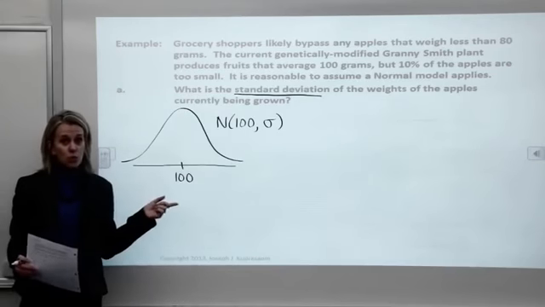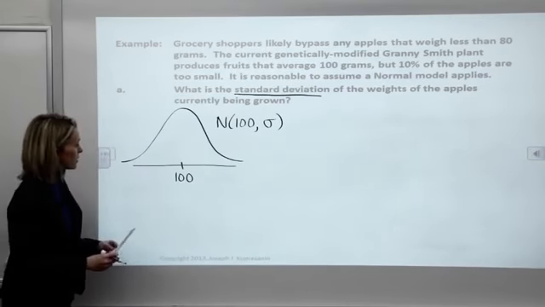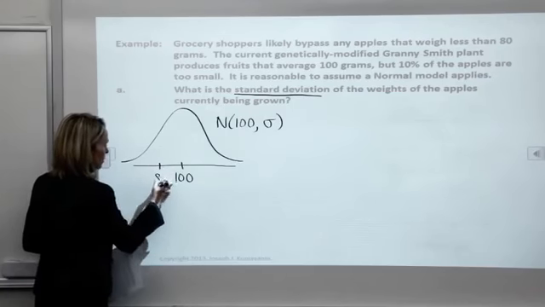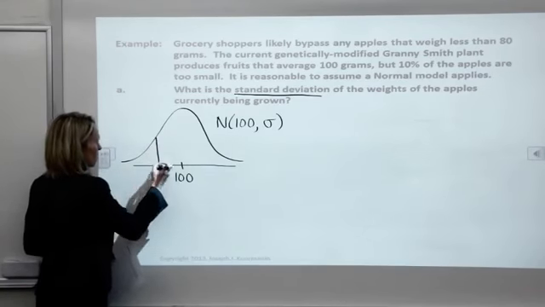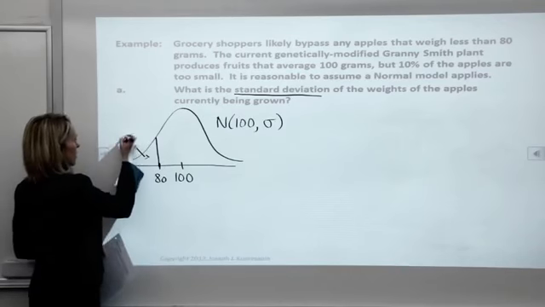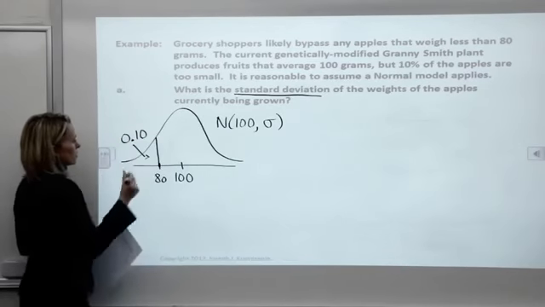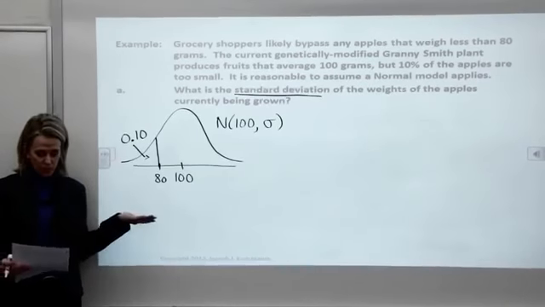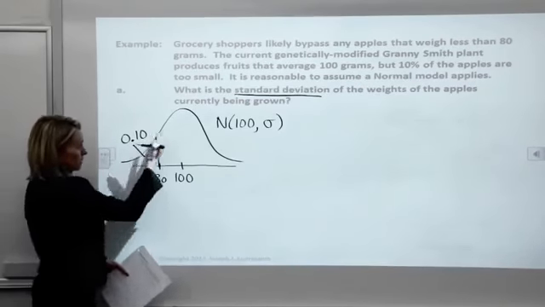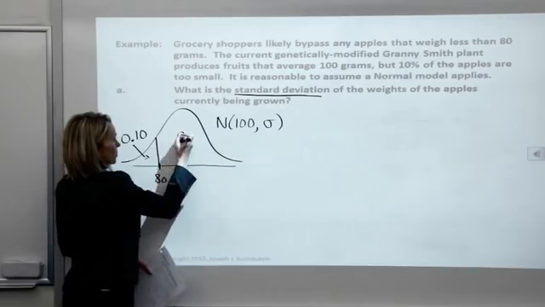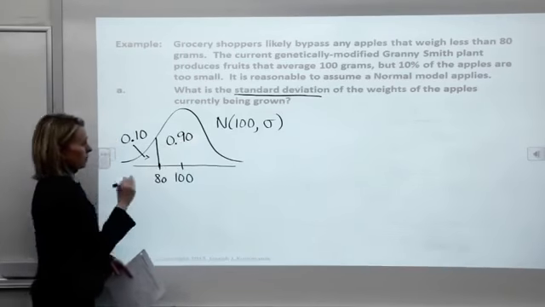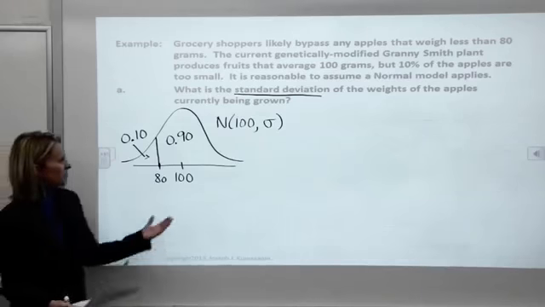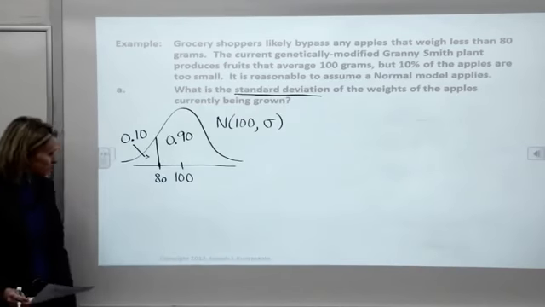10% of them are too small, and too small is weighing less than 80 grams. So if this is 80 grams, 10% of them, this area right here, would be 0.10. 80 grams is the 10th percentile. That would mean that 90% of the apples weigh more than that amount. Okay, still doesn't help us find that standard deviation.